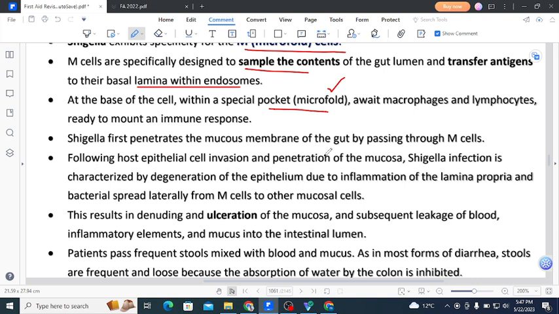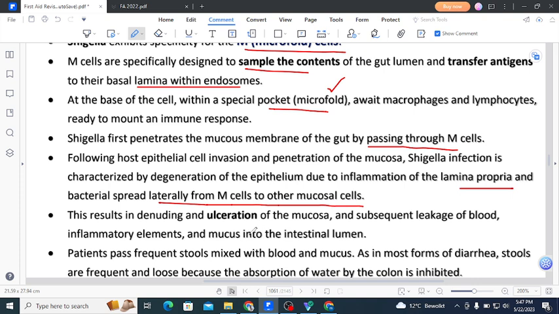Shigella first penetrates the mucous membrane of the gut by passing through the M cells. Following the host epithelial cell invasion and penetration of the mucosa, Shigella infection is characterized by degeneration of the epithelium due to inflammation of the lamina propria and bacterial spread laterally from M cells to other mucosal cells. Basically, Shigella has the capability to evade the immune response, so it spreads laterally from one M cell to the next M cell.